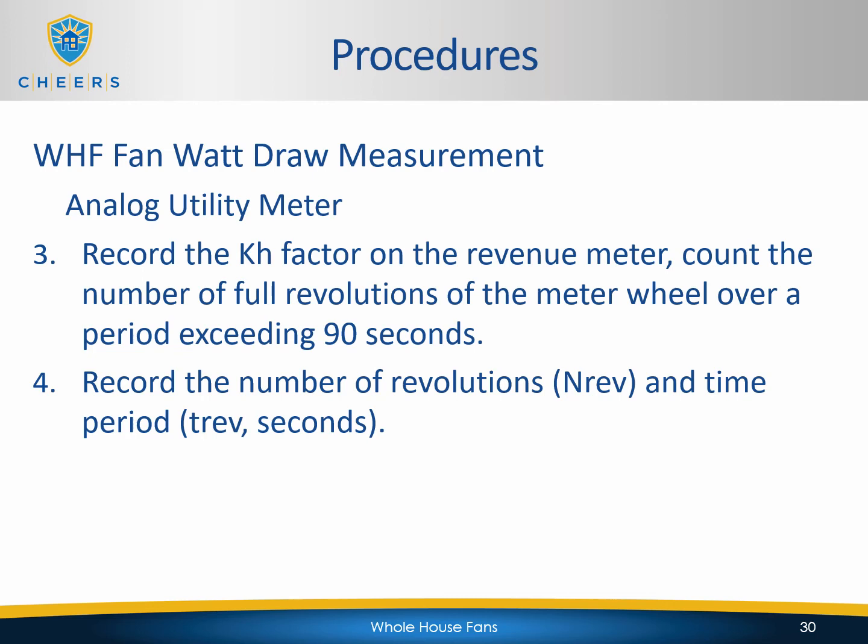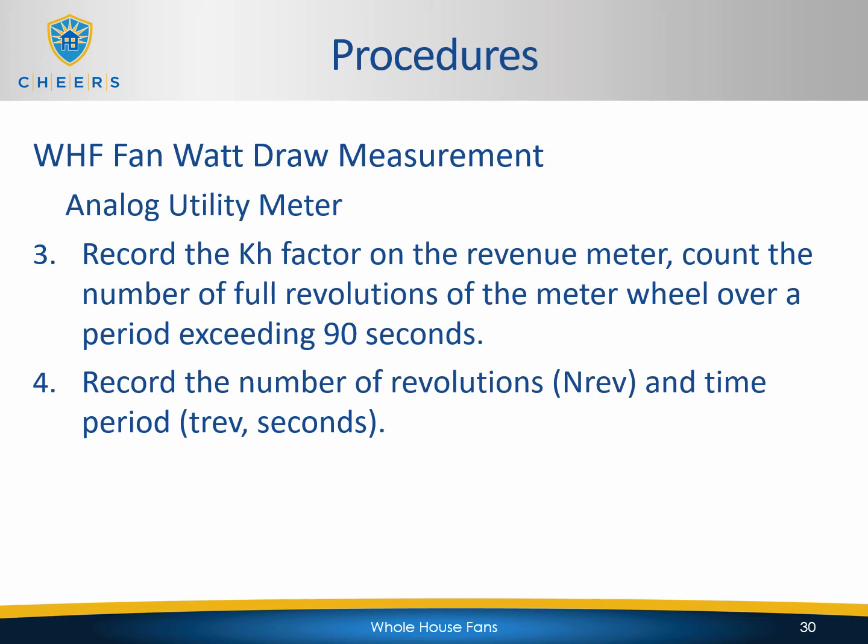So what you're going to do is you're going to have the analog meter, and it has a wheel on it that spins around. That wheel is going to have a black stripe that you can use to determine full revolutions. So you're going to need your stopwatch, and while the whole house fans are on and that's the only thing running, you're going to wait for the black stripe on that wheel to come around to the front, and once it comes to the front, you're going to start your stopwatch. Now it needs to run for at least 90 seconds. So you're going to let that stopwatch run.